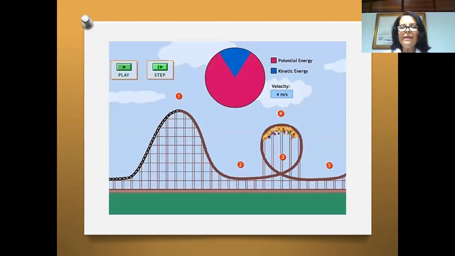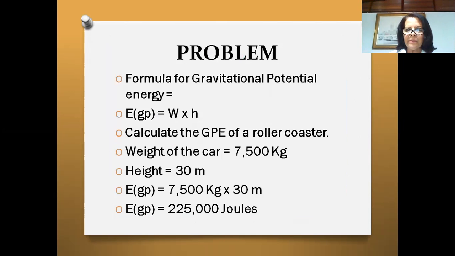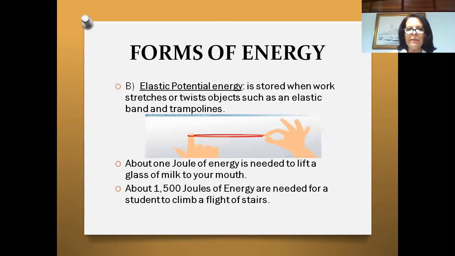Number one will be where the roller coaster will be on the top of the hill, and that will tell me that the potential energy there is at the highest point. Then when the car starts coming down, it will gain kinetic energy, and then we go up again and down until we hit the last number, number 5, and there will be potential energy. We have problems to be solved in class using the formula.